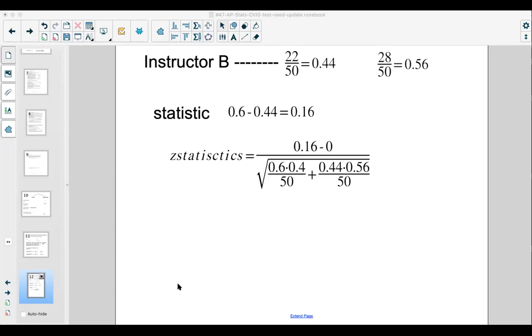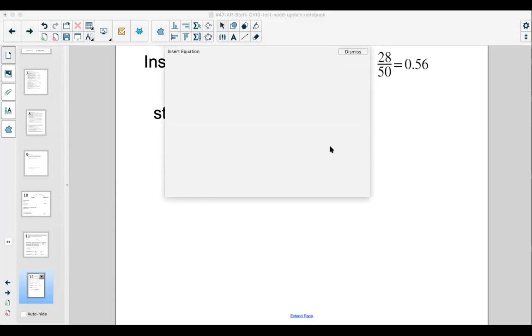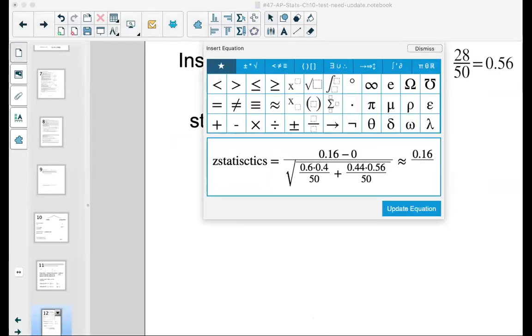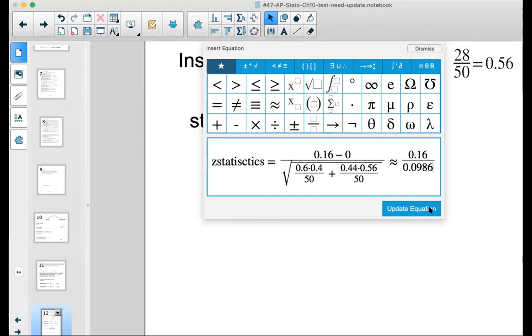So that's the standard error. Let me write it down. This is 0.0986. I don't know how many digits I should carry, so maybe I should put the approximation: the fraction 0.16 over 0.0986.